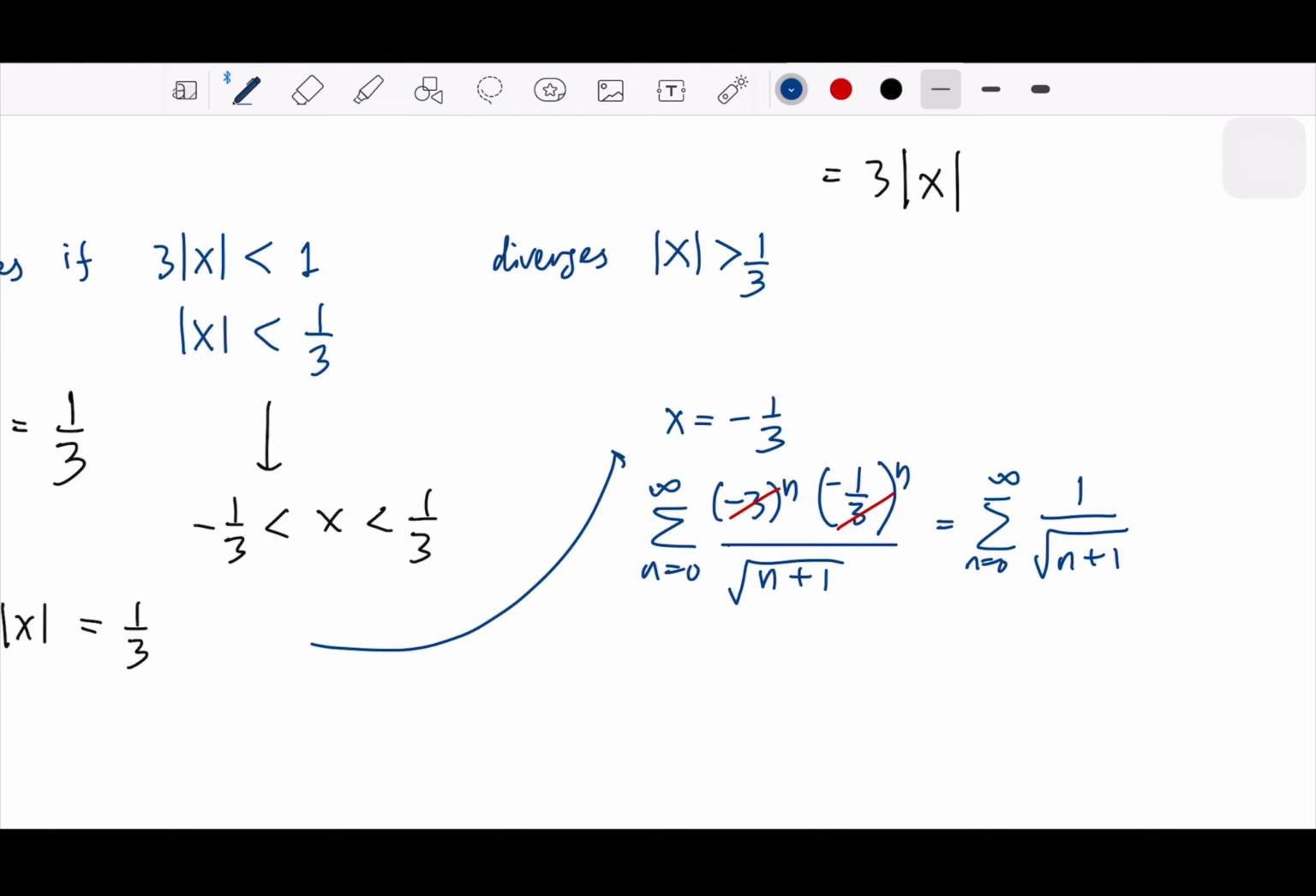Which this will be diverged, right? This will be diverged because it's a p series. The p series. We can also look on the p series. This is p series with p is less than 1. So this will be diverged.